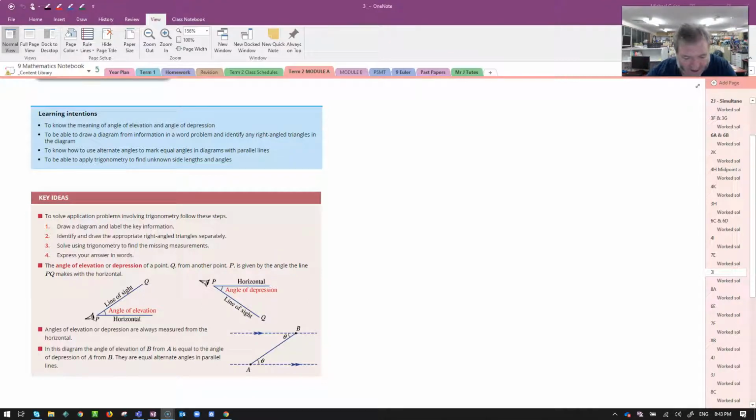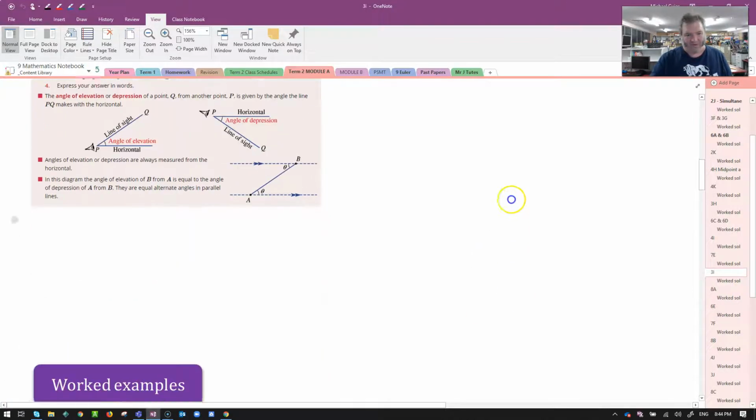An angle of elevation is going from a horizontal line and angling up, always from the horizon up, or an angle of depression from a horizontal line and angling down. Always measure from the horizontal. You've got a couple of examples there. You can see that very clearly. How are we going to do these? We're going to draw pictures, label our sides, do what we do for every trigonometry question we've ever done.